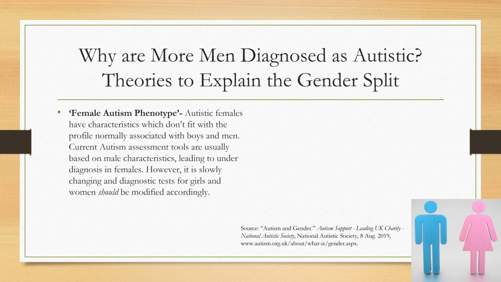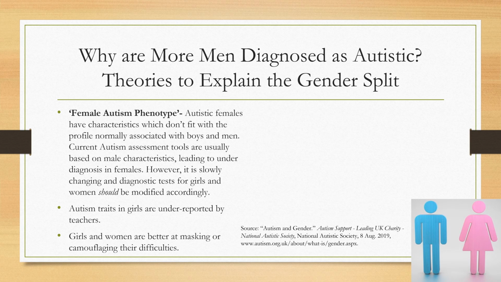So, for example, for women and girls who do masking, there should be question specific in said test in identifying if the woman or girl is autistic. Autism traits in girls are underreported by teachers. Girls and women are better at masking or camouflaging their difficulties, which is masking.